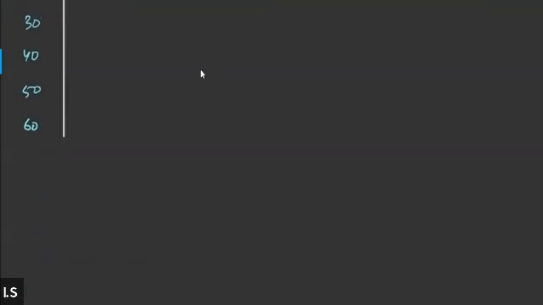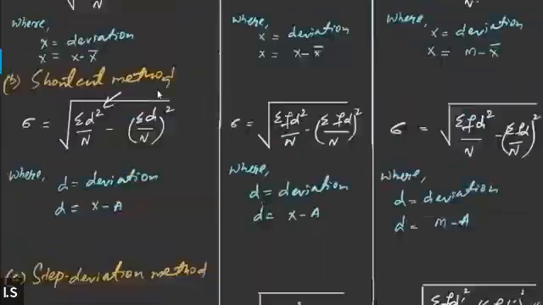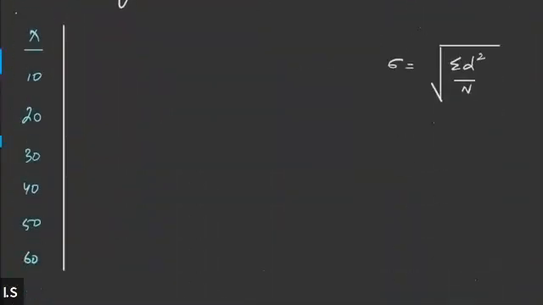Okay, now we will write down the formula. The formula for standard deviation in case of individual series is under root sigma x square upon n, right? That is the formula. So here x does not mean the value x, it actually means the deviation.